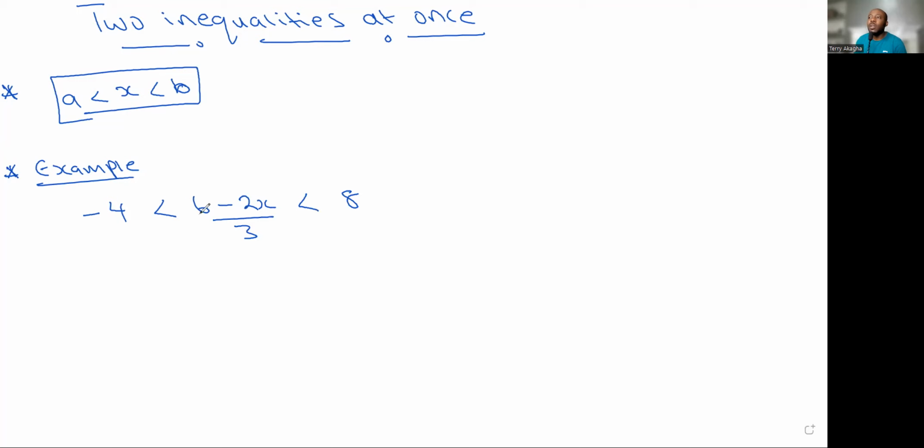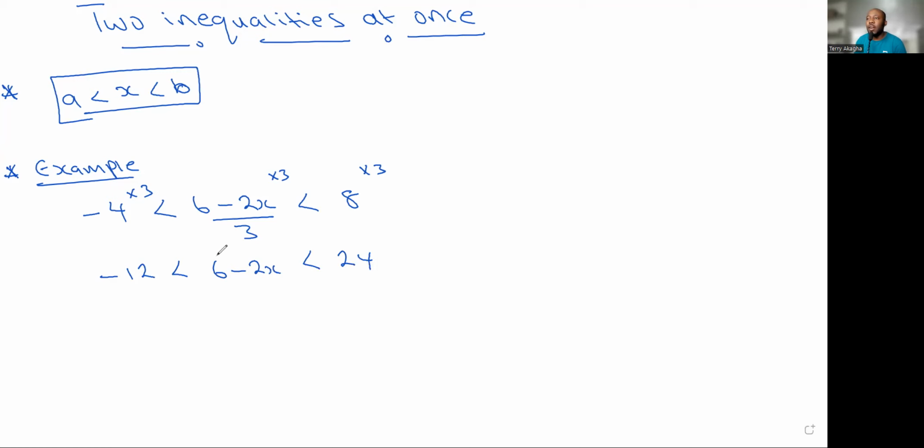So what will I do? Remember, to get rid of this fraction, I have to multiply by 3. And remember, when you multiply by 3, nothing happens to the direction of the inequality sign. It's only when you multiply by a negative. When you multiply by a positive, the direction stays the same. But because you're multiplying by 3, you have to also multiply both sides by 3. So that will give you minus 12, because minus 4 times 3 is minus 12, less than 6 minus 2x, less than 24.